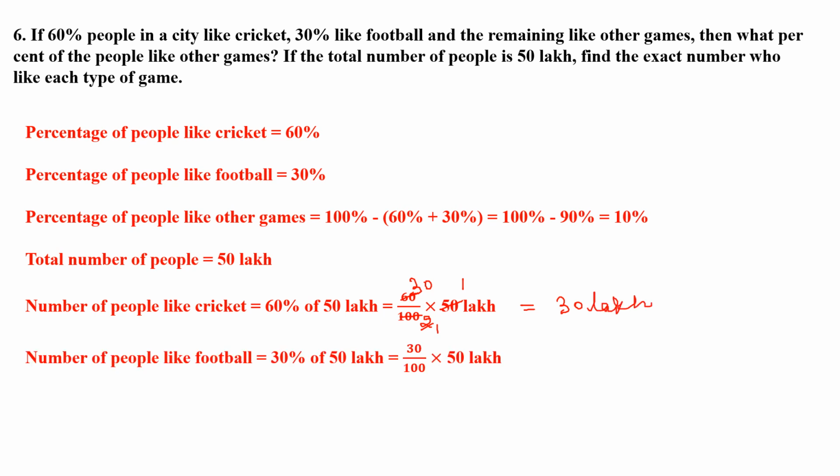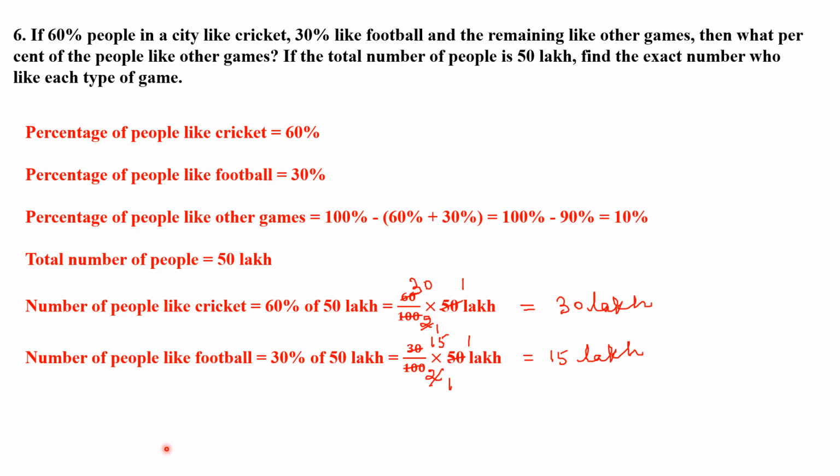Now the number of people who like football. The football percentage is 30%, so again 30% of 50 lakh. Again I am going to reduce it: 50 times 1, 50 times 2, and 2 times 1, and then 2 times 15. So from here I can write that 15 lakh people like to play football.